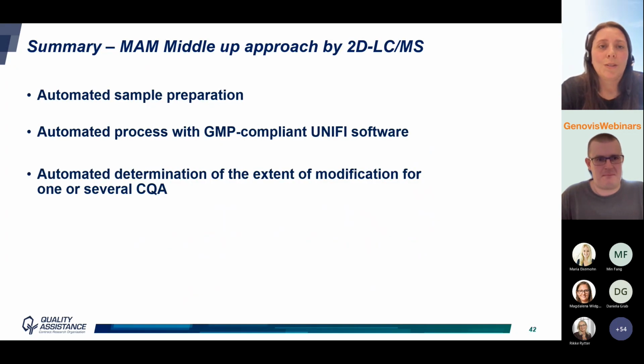So to summarize, we have developed a middle-up approach by 2D LCMS with a fully automated sample preparation with the help of an immobilized enzyme on the HPLC column, so the FabRICATOR HPLC column. We have an automated process with a GMP-compliant unified software, and we also have the automated determination of the extent of modification for 1 or several critical quality attributes.